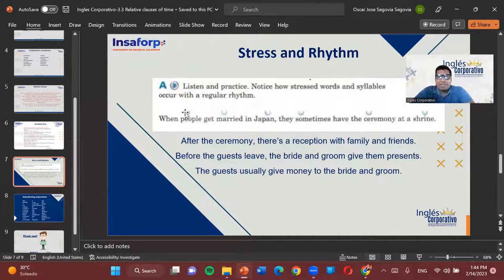If you notice, there are specific points or dots on top of the words. And actually, when you're reading them, you're making more stress on them.